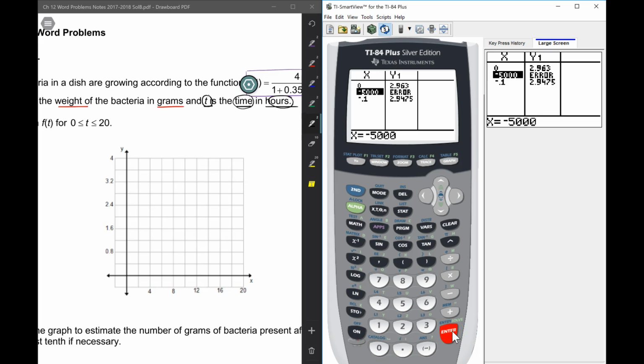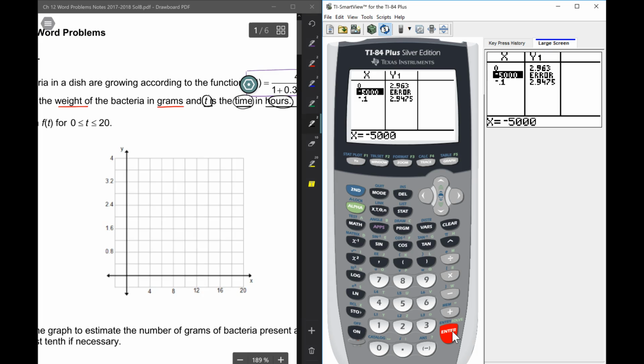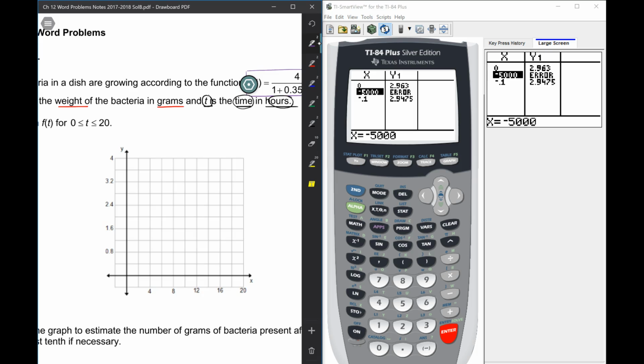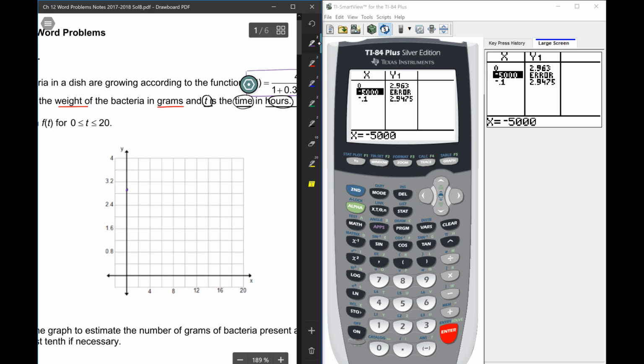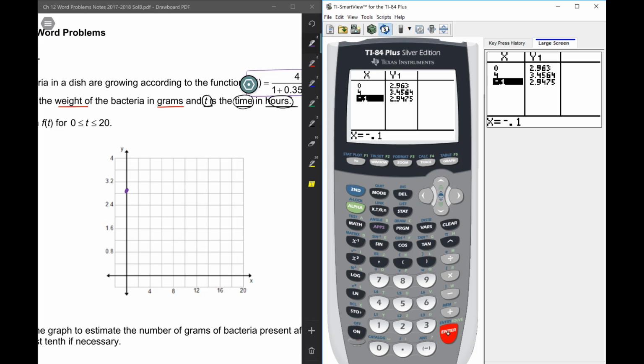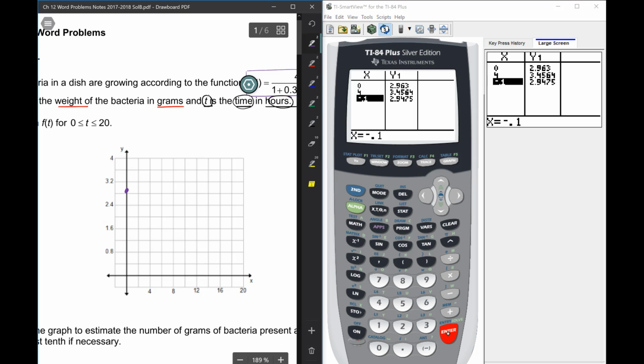So at 0, it's 2.9. So here, these are going up by 0.4, right? So if this is 2.4, that's 2.8. So 2.9 is a little bit above that, right? And then let's say at 4, it's 3.4 here, right?